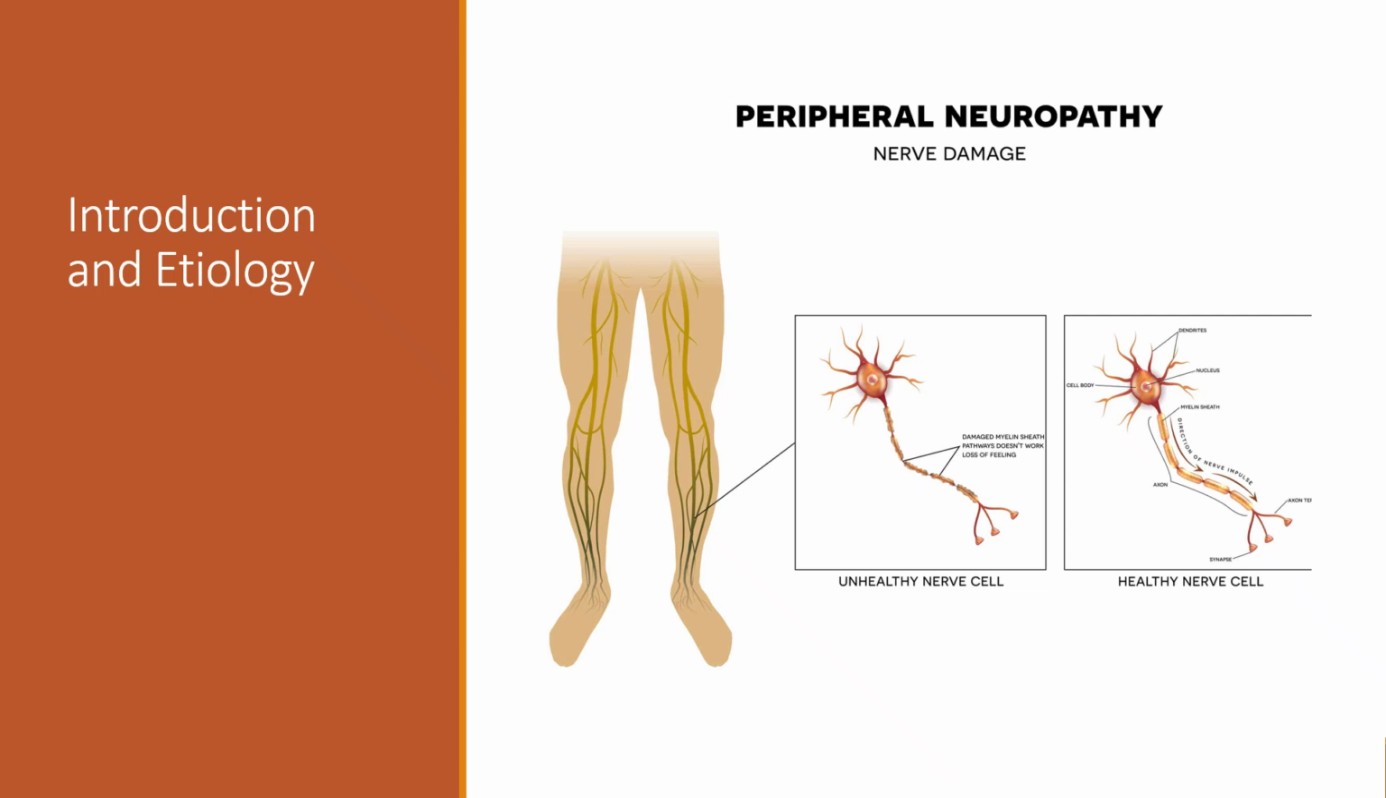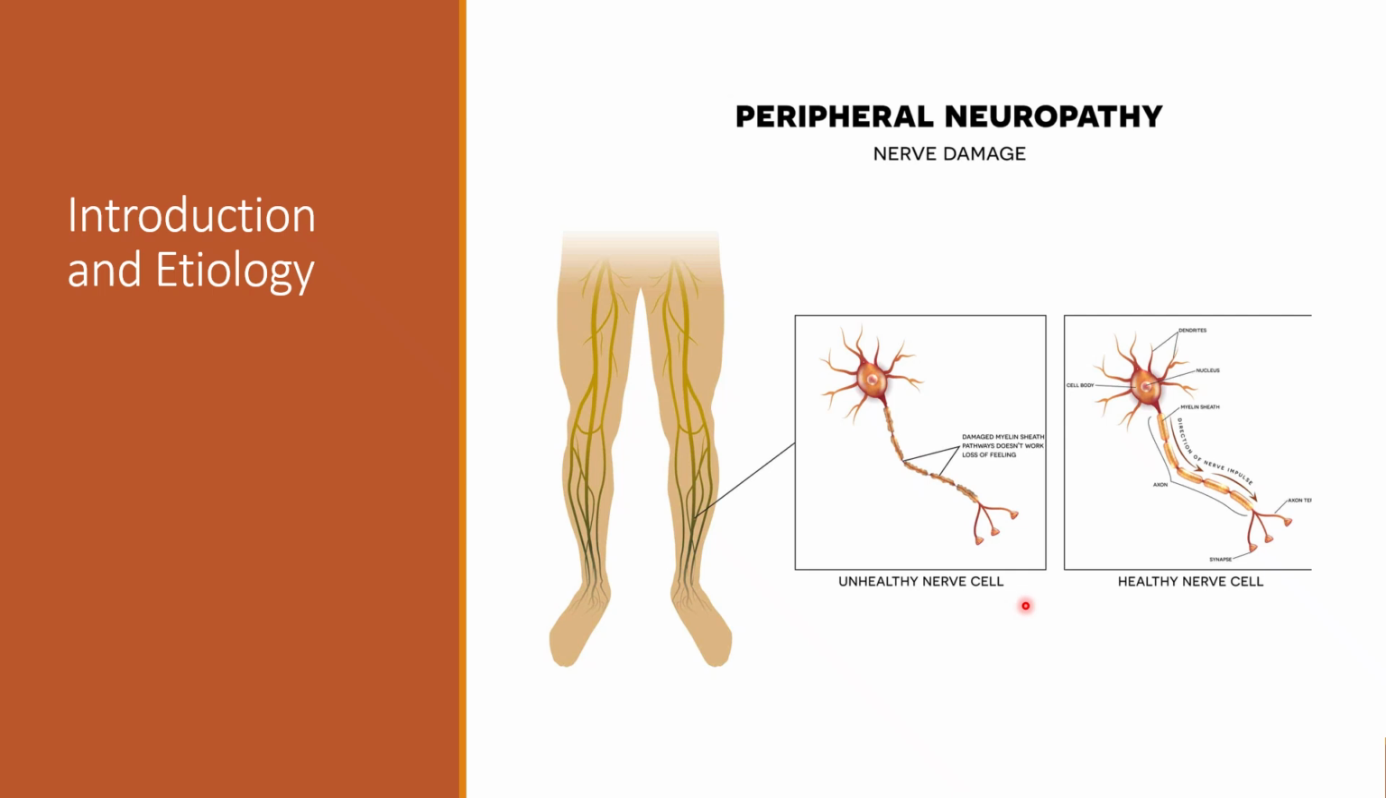As you can see here, you have a healthy nerve cell and an unhealthy nerve cell. So there's damage to that myelin sheath, what's called, which covers the nerve cells, which causes a loss of feeling for the patient.